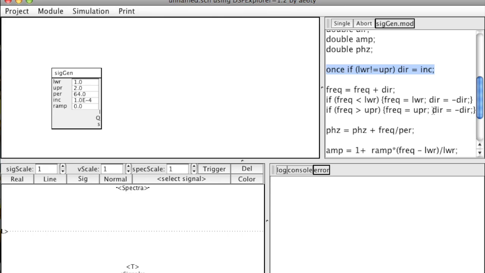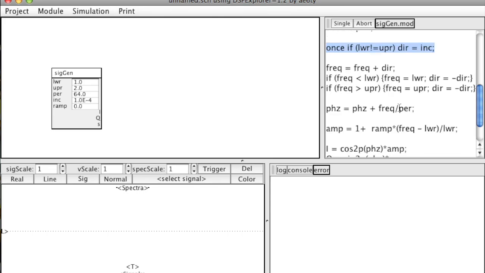Now comes the real code. It is very straightforward. First, we update our frequency, and then we check to see if the frequency is too low. We reset it to the lower bound and change our direction. If the frequency is too high, we set it to the high limit and change our direction again. Given this new frequency, we advance the phase. Notice here that we will advance the phase a complete cycle, a value of 1, once every period.